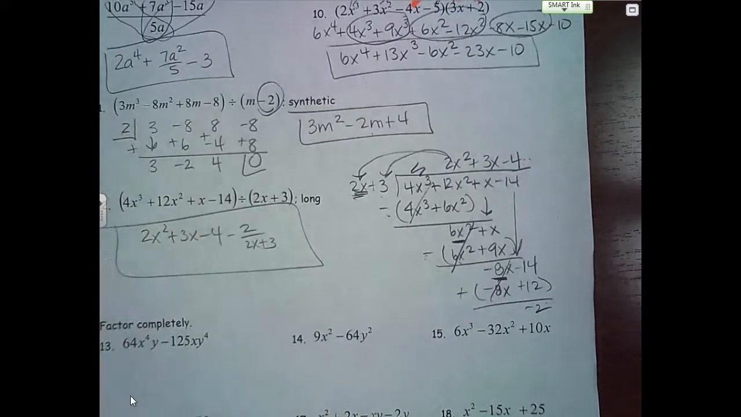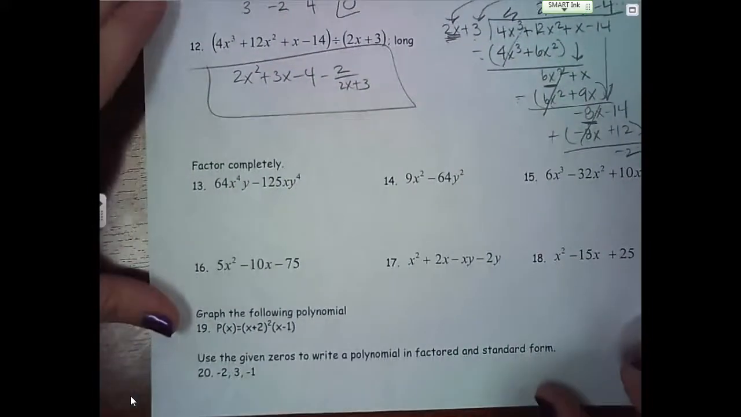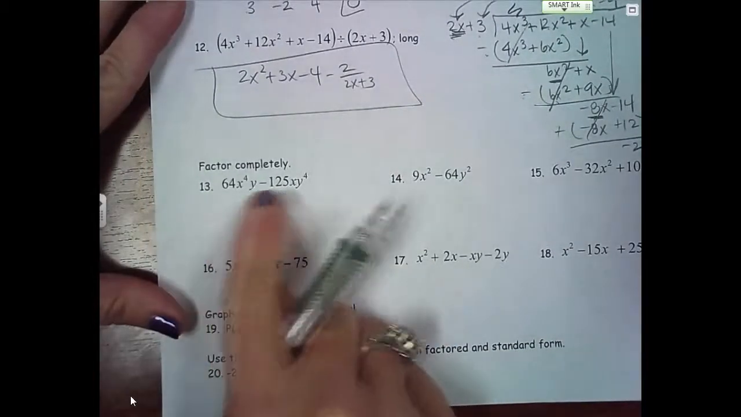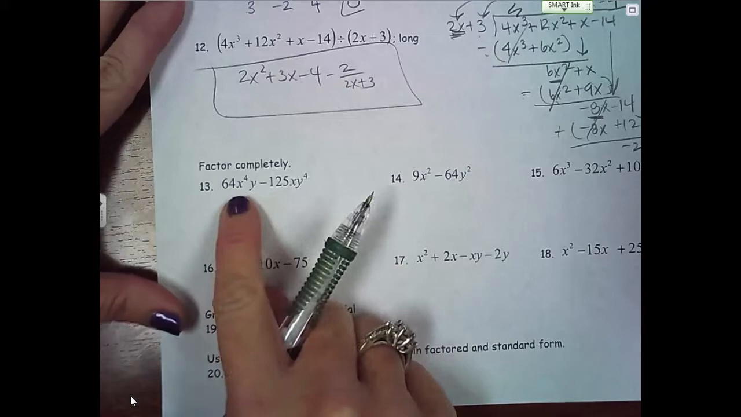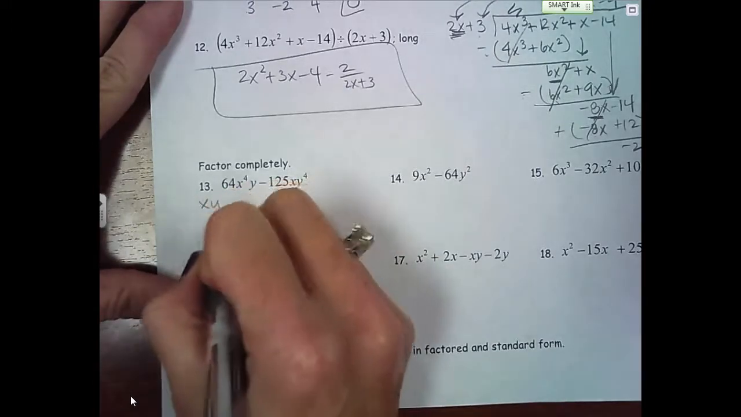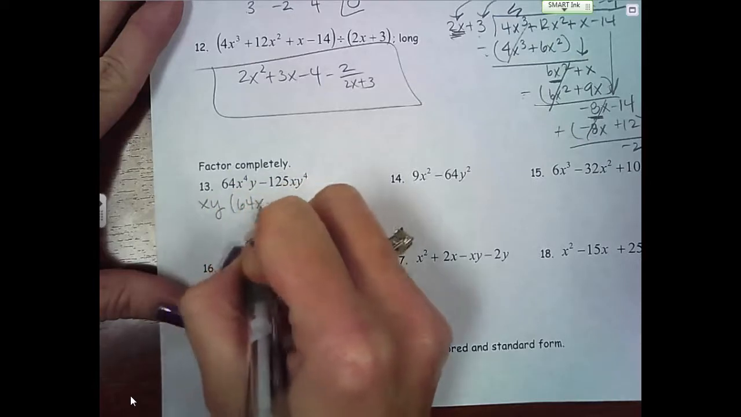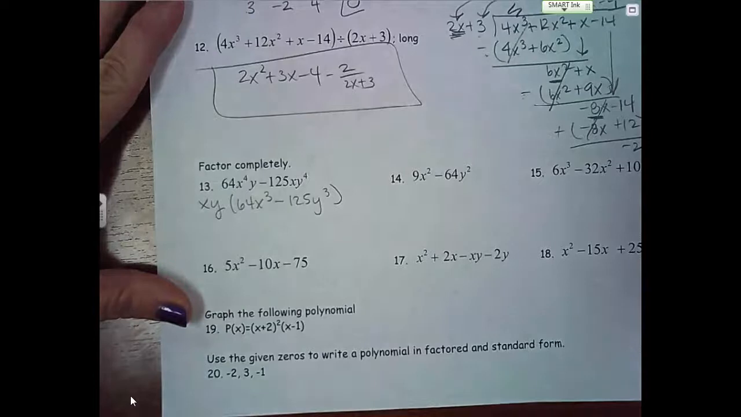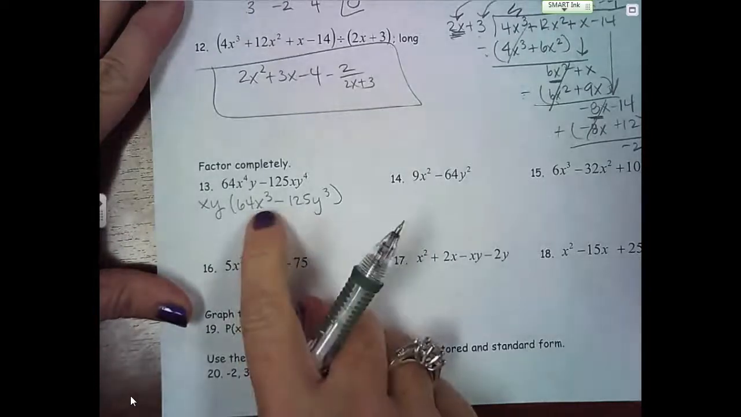All right, last problems down here, the factoring. If you take a look at this, okay, it's a binomial, right? But you can notice that you can take something out. So factor out your x and a y. You get 64x cubed minus 125y cubed. Okay, much prettier, right?